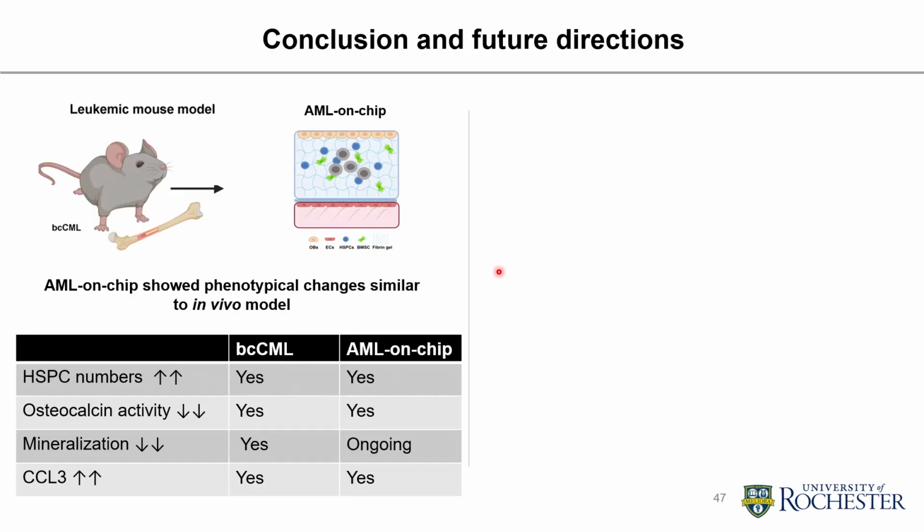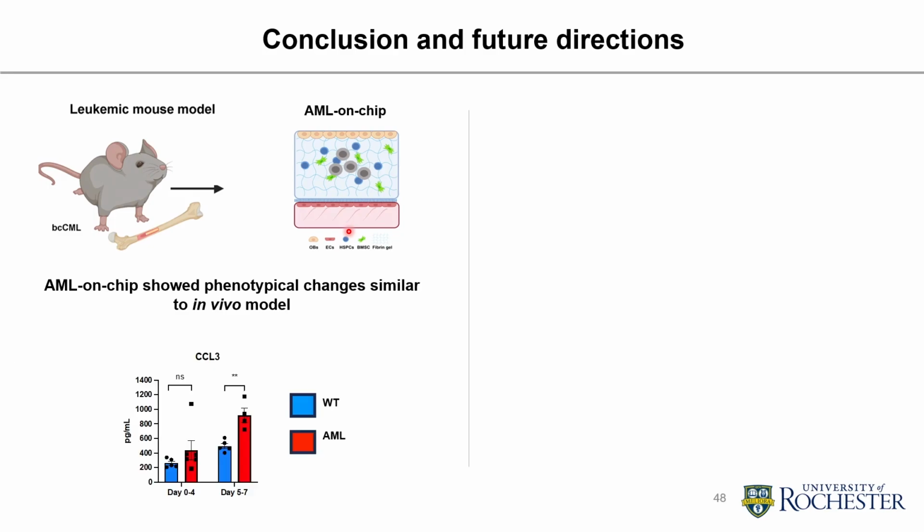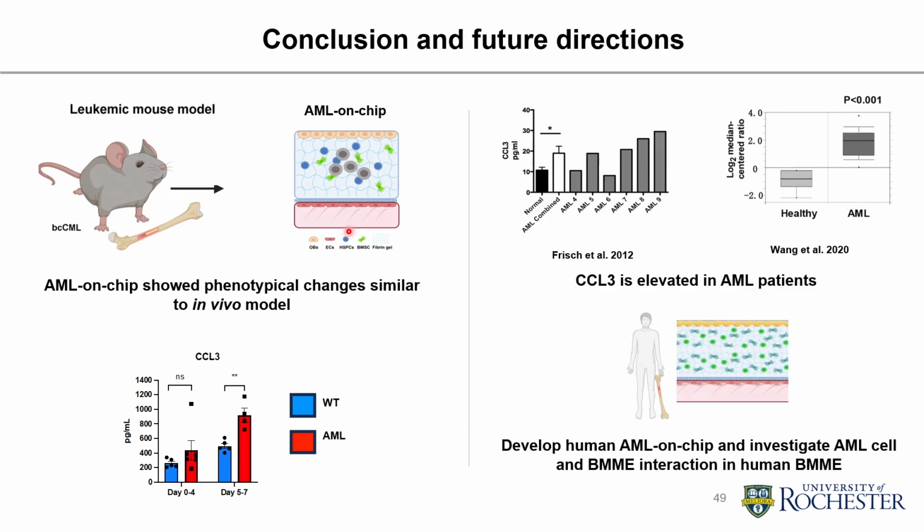To conclude this talk so far, I've shown that our AML on chip model has been able to recapitulate some of the key phenotypes that we've seen in vivo, and that is validated in human cases. In particular, we see this elevation of CCL3 in our AML chip. Ben has shown before that when you look at the blood of AML patients, you see an elevation of CCL3, and more recent groups in 2020 have shown that CCL3 is also implicated in human cases. So the next step of my project is to generate the human version of AML on chip, now that we validated what we've seen in mouse in our mouse chip. With this human chip, hopefully we'll be able to investigate the specific interactions between the AML cells and the microenvironmental cells, especially the osteoblasts.